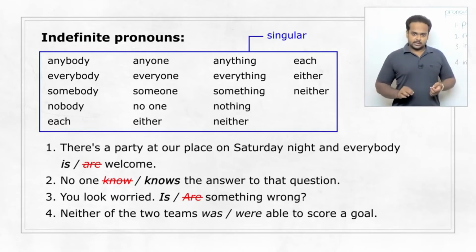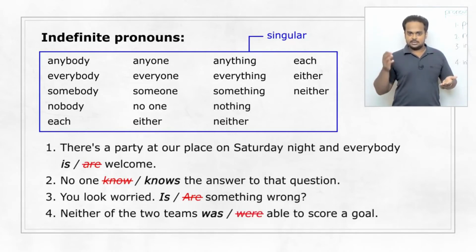Now this sentence is tricky because you have the word teams before the verb. But remember that the verb in a sentence should agree with the subject of the sentence. The subject here is not teams, it's neither, which means not either. And because neither is singular, we have to say was. Neither of the 2 teams was able to score. Did you get these right?